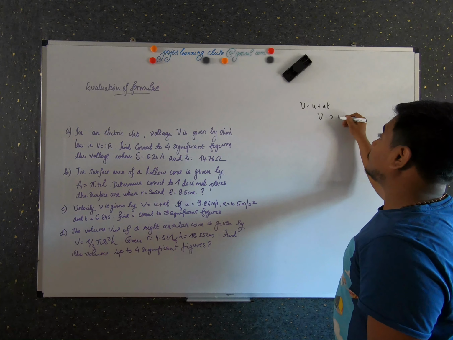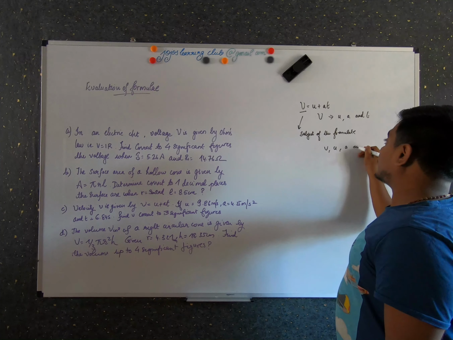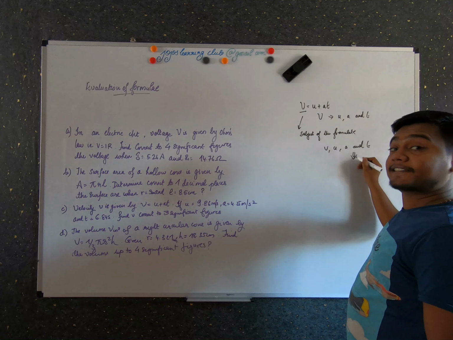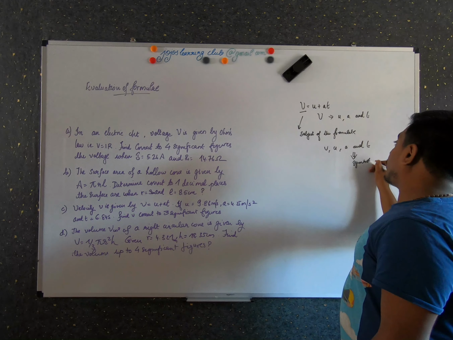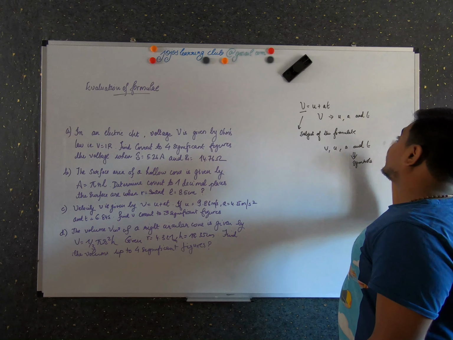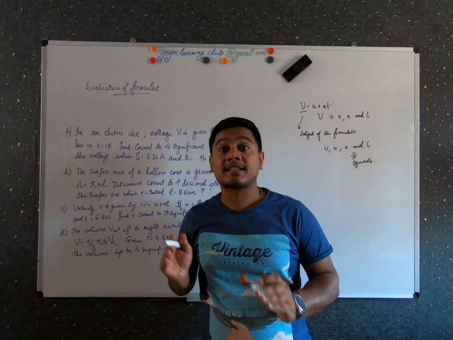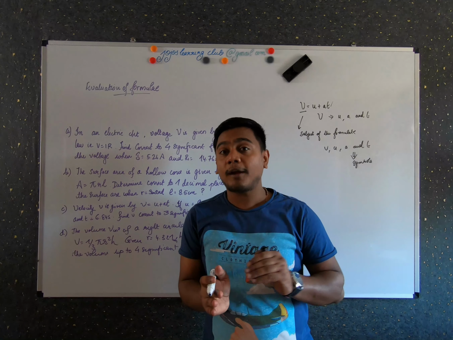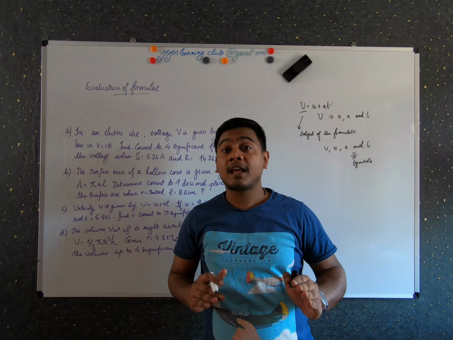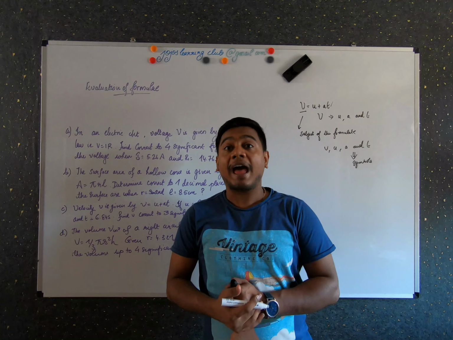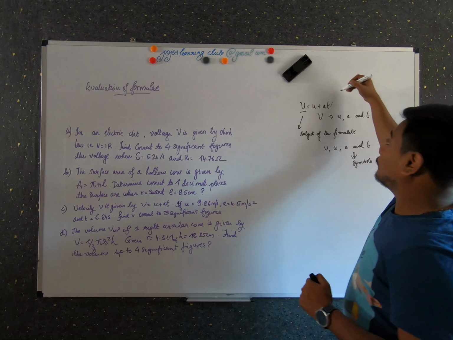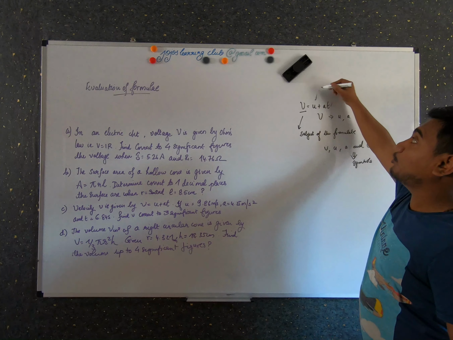And the terms V, U, A and T are the symbols of the formula. So all these variables are known as symbols of the formula. So when in a formula all the symbols except one symbol are given, then you can make that symbol the subject and evaluate your answer. For example, when U, A and T are given, V is the remaining symbol, right? You can make V the subject and evaluate V using U, A and T.